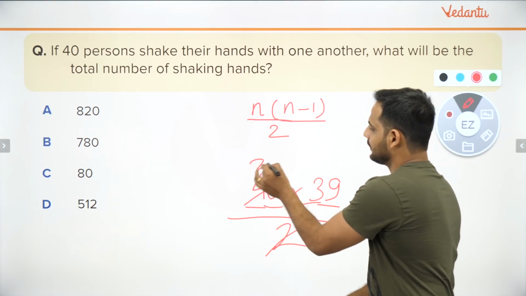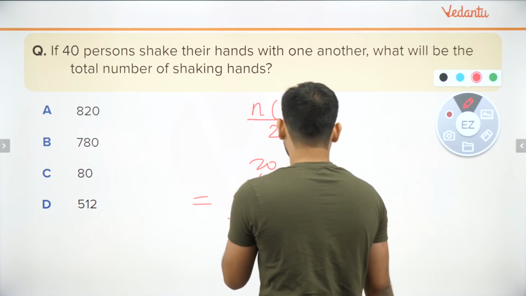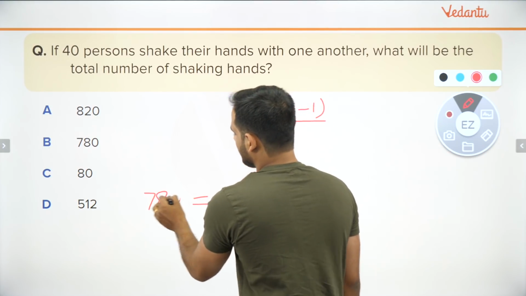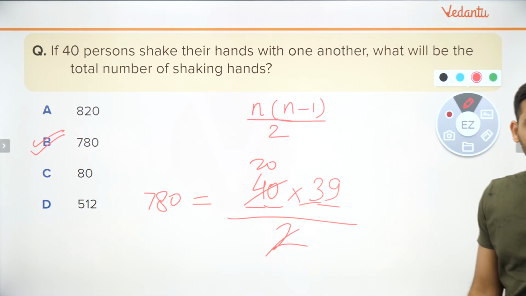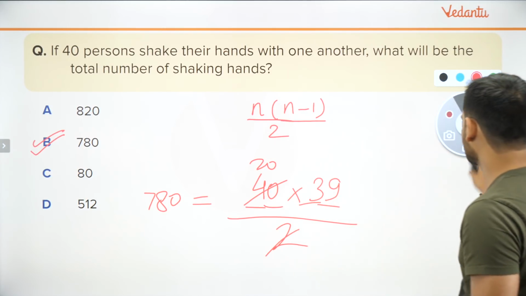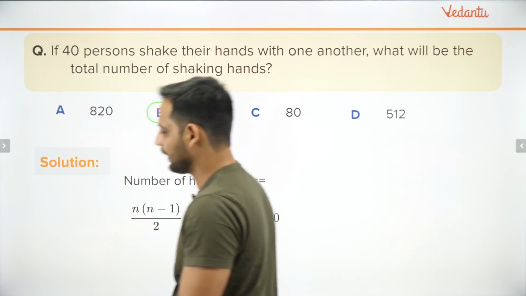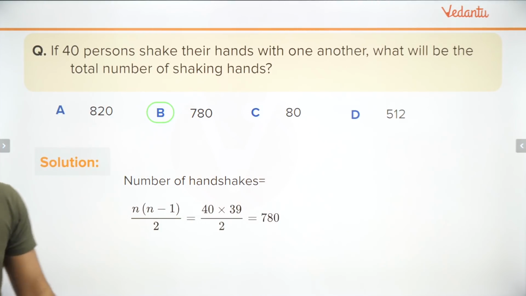So you'll say 20 into 39, and you'll be getting 780. So option B will be the correct answer. You can directly remember this formula as well. In the higher grades, you'll be able to understand this question very carefully. For now, you can say n into n minus 1 by 2.